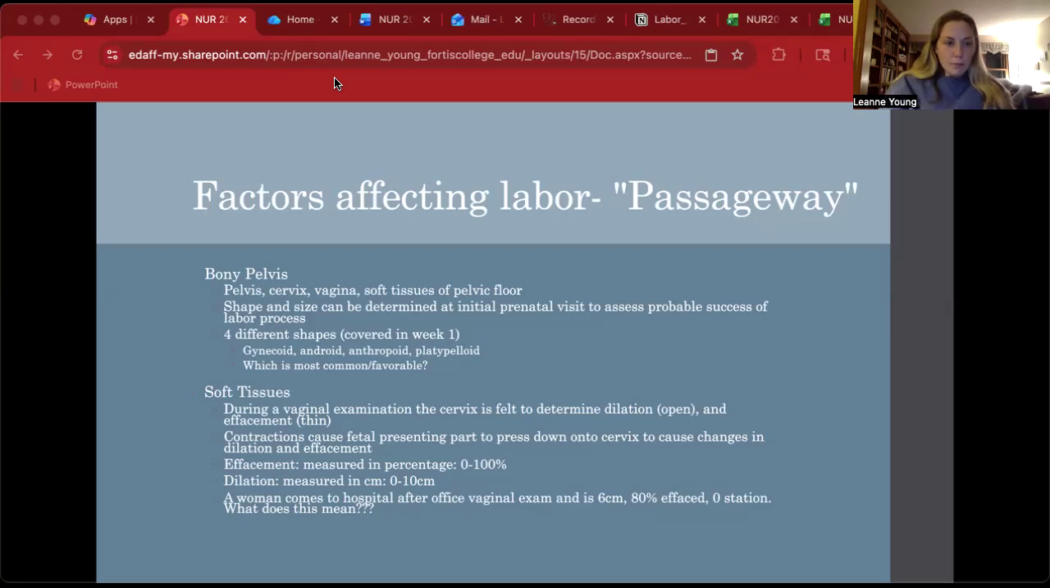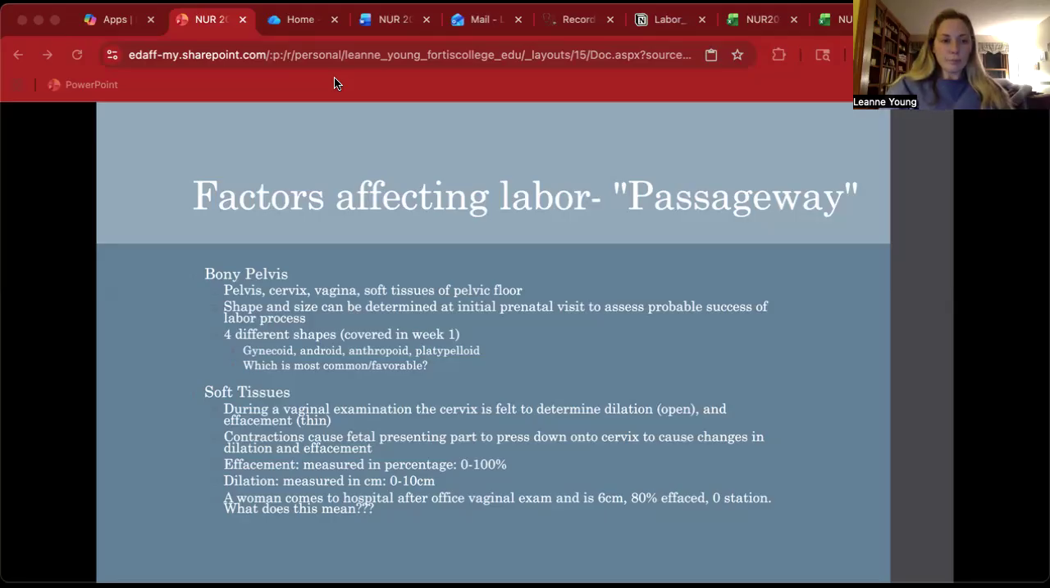So we're looking at the shape and size of the pelvis. We're looking at the favorability of that cervix, the vaginal opening itself, any soft tissue of the pelvic floor. Does mom have pelvic floor dysfunction? Does she already have issues with this? If that's the case, then we need to start maybe some therapy and talk to her about other options as well.